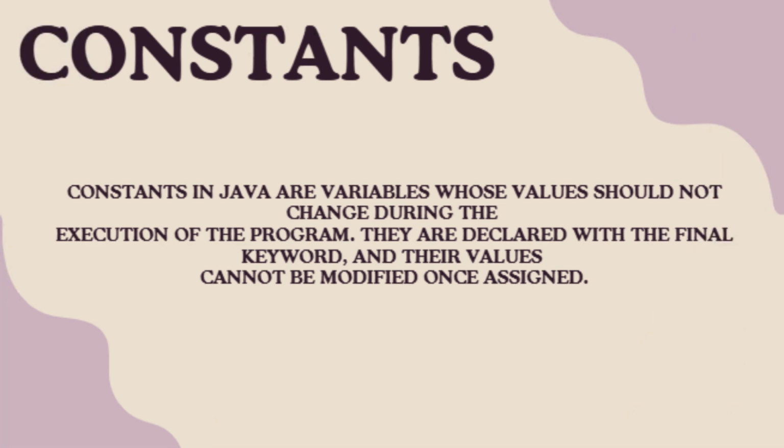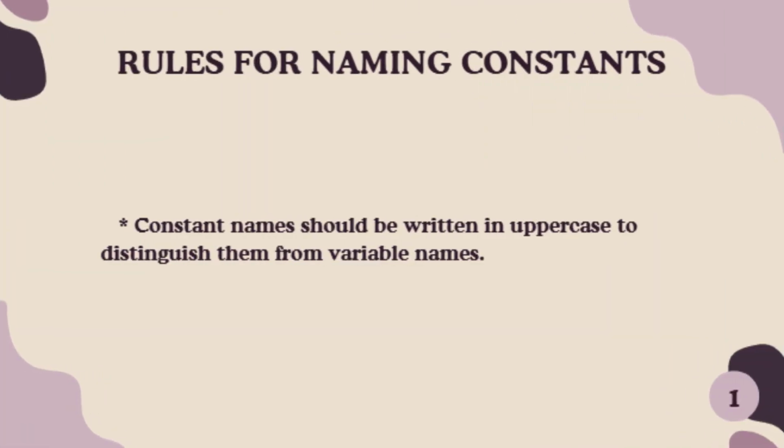Constant. A constant in Java is just like a variable whose value should not change during the execution of the program. They are declared with the final keyword and their values cannot be modified once assigned. Now we discuss some basic rules for how we declare constants in programming. The first rule states to use all uppercase letters. It means that a constant name should be written in uppercase letters, which makes it different from variable names.